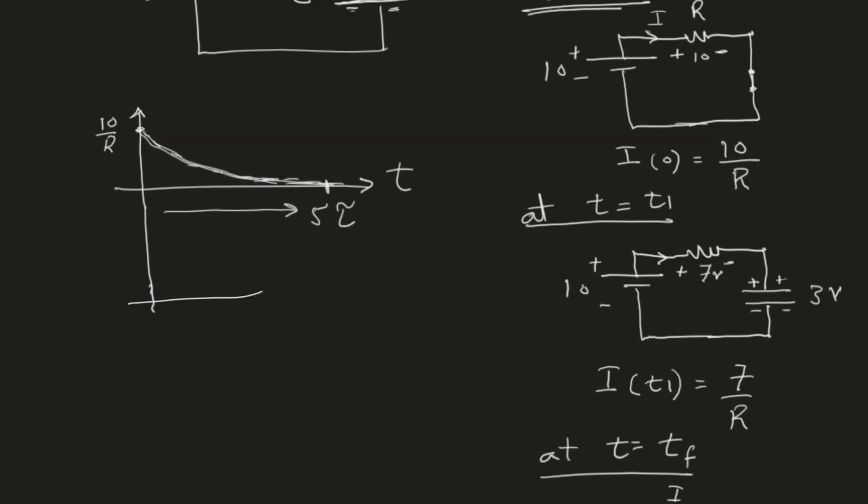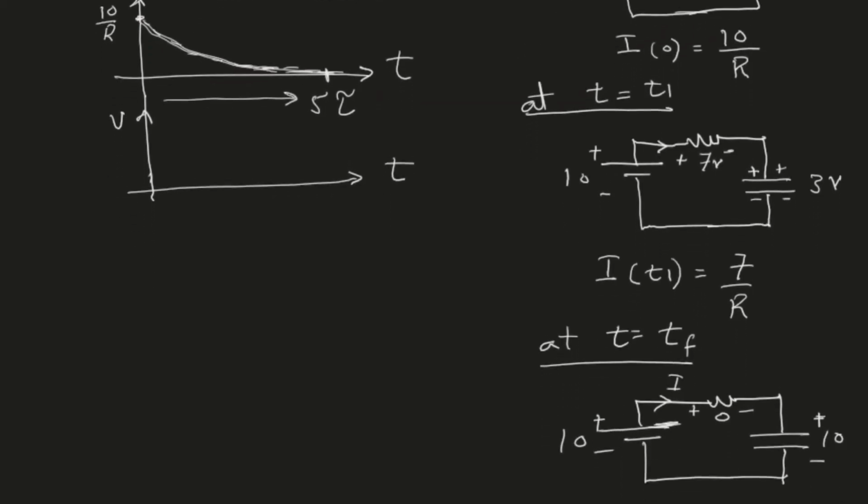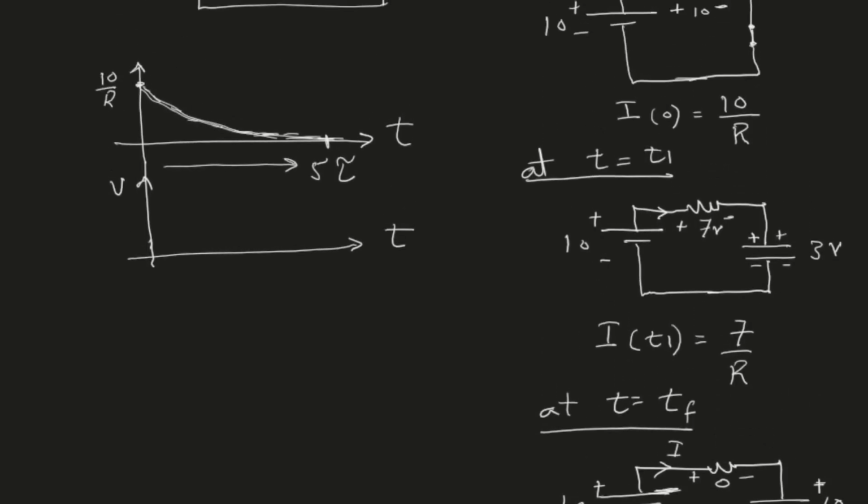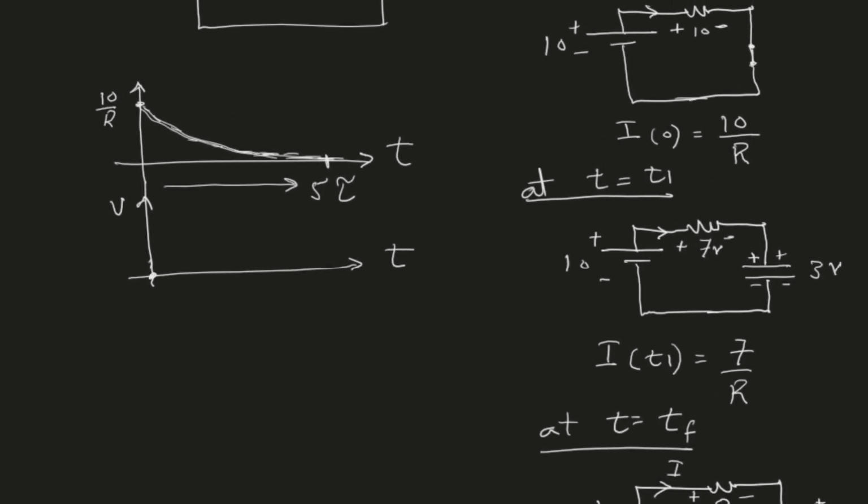At the same time, if I plot the voltage across the capacitor, V, we can say that initially the voltage was 0, and after the transient was over, the voltage was 10 volts. So the voltage will rise from 0. Initially, it will increase rapidly because the current is large, but then the increase in the capacitor voltage will slow down because the current is decreasing. And finally, it will reach a fixed voltage of 10 volts because we have applied 10 volts as the battery.